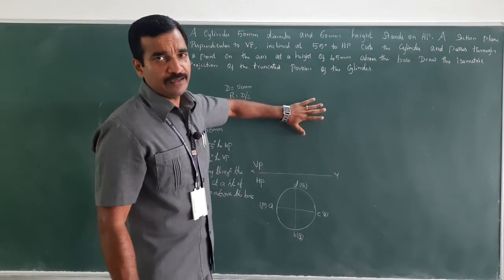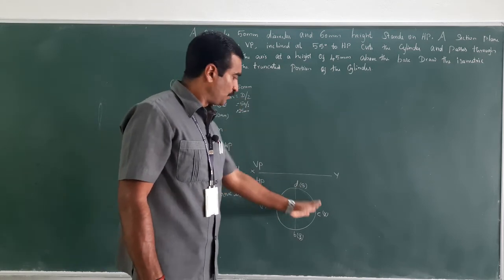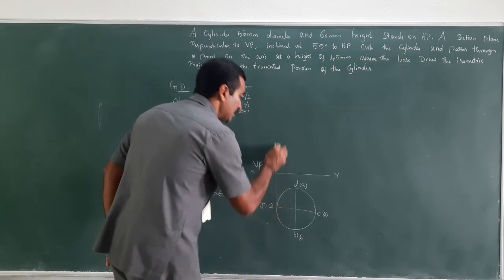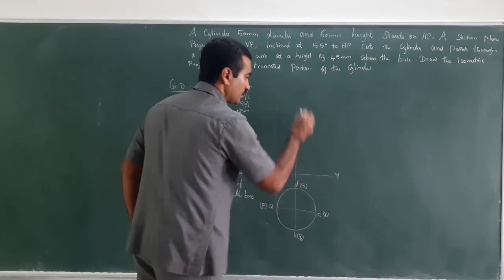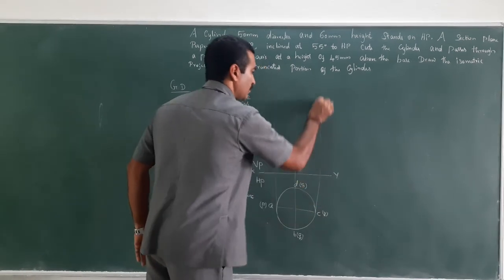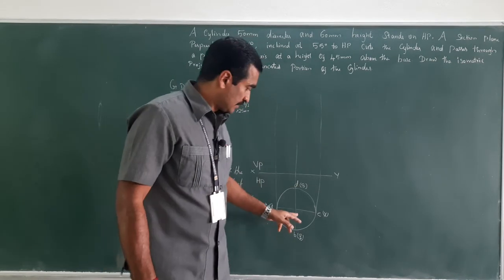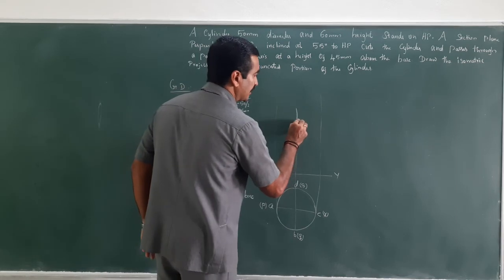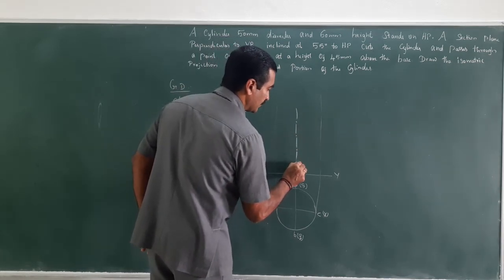Now I need to draw the front view, for which I need to project all the points from the top view, vertically upwards. It should be perpendicular to the XY line. Project it. Here where is the axis? So here is the intersection point. So axis should be represented by long line dot long line, isn't it? Long line dot long line.